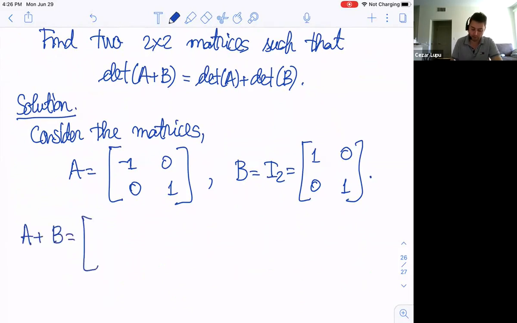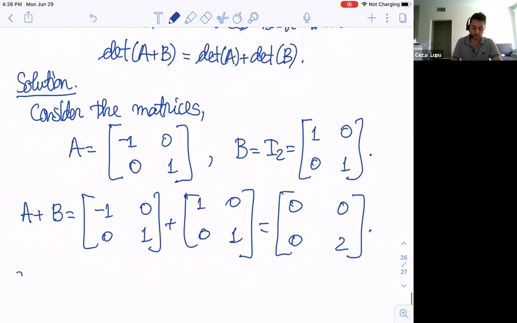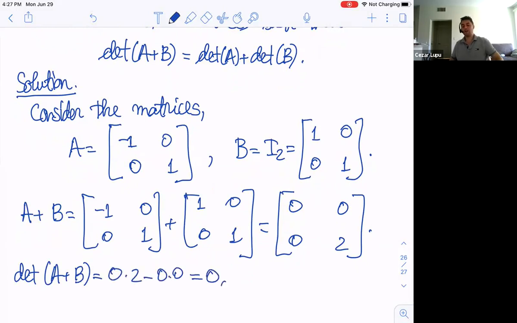So A plus B is nothing else than just -1, 0, 0, 1 plus the identity matrix. If you add these two matrices, this will give us 0, 0, 0, and 2. So the determinant of A plus B is nothing else than just 0. It's 0 times 2 minus 0 times 0, which is 0. So this matrix is actually singular.